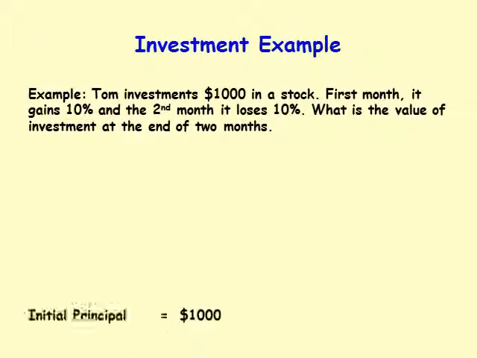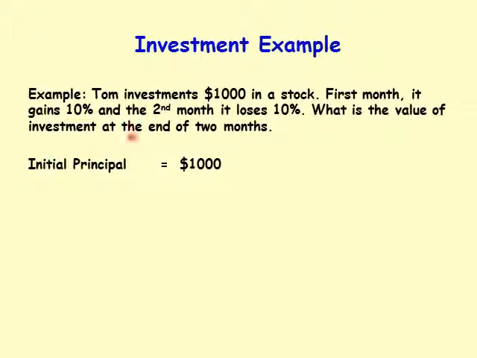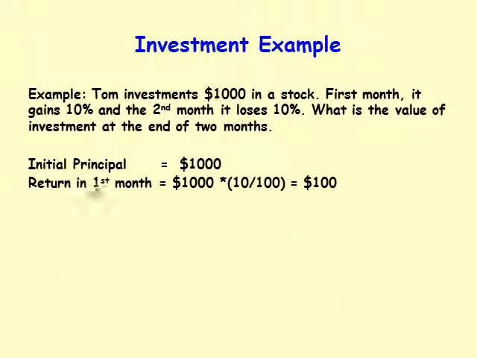Okay, let's continue here. So it's like principal. I say it's like compound interest here. Initial principal is $1,000. Return in the first month, which is like interest, is $1,000 times 10%, which is $100. 10% of $1,000 is $100. Move the decimal place to the left by 1.